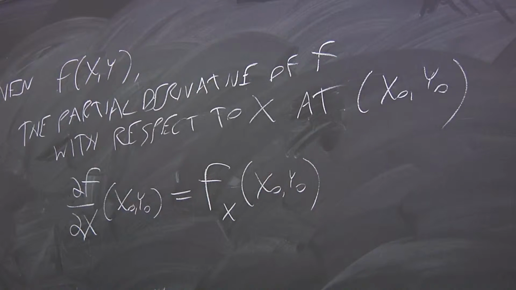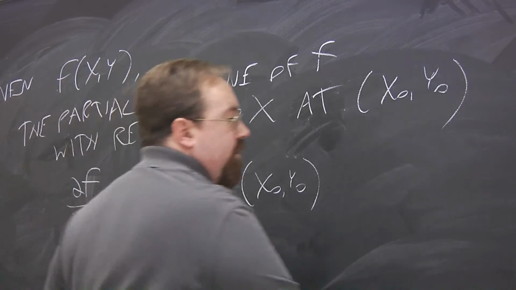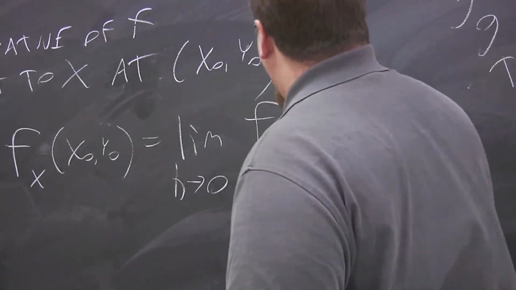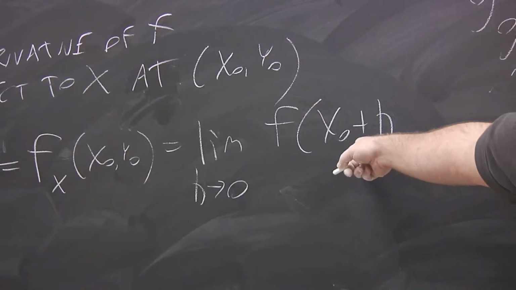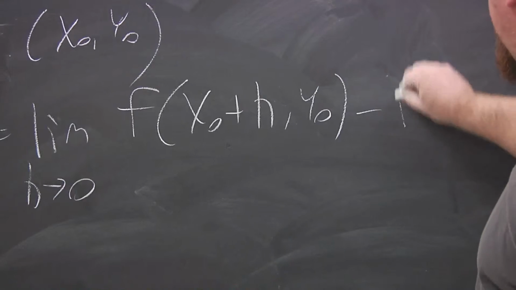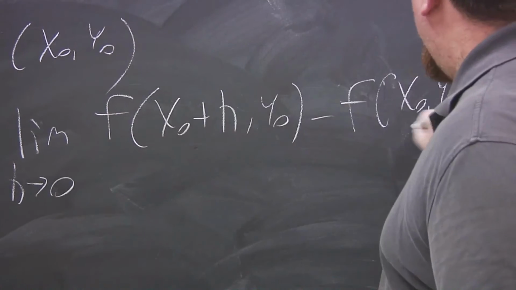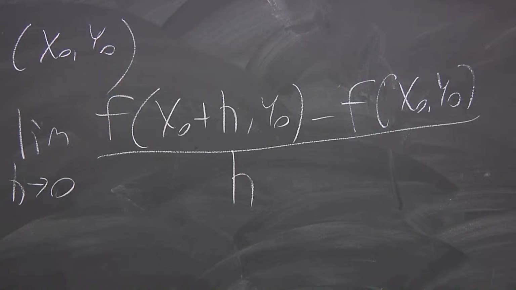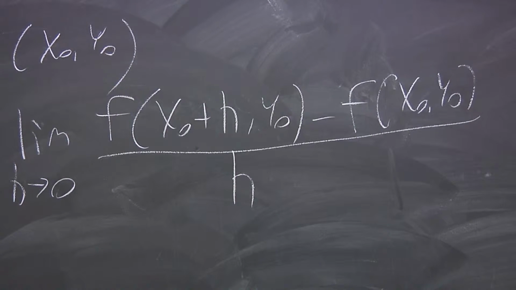And this also is defined as a limit that closely resembles the one from the single variable case. But now you only add the h to the x variable, because we're differentiating with respect to x. We leave the function fixed at a particular y value: f of (x naught plus h, y naught) minus f of (x naught, y naught), all over h. So we're only seeing how a function changes along the x direction. That only gives us part of the picture as to how a function behaves at that point in total.